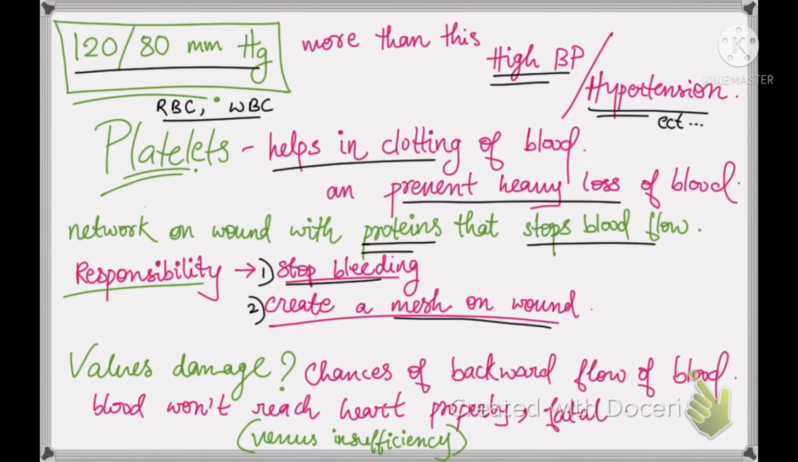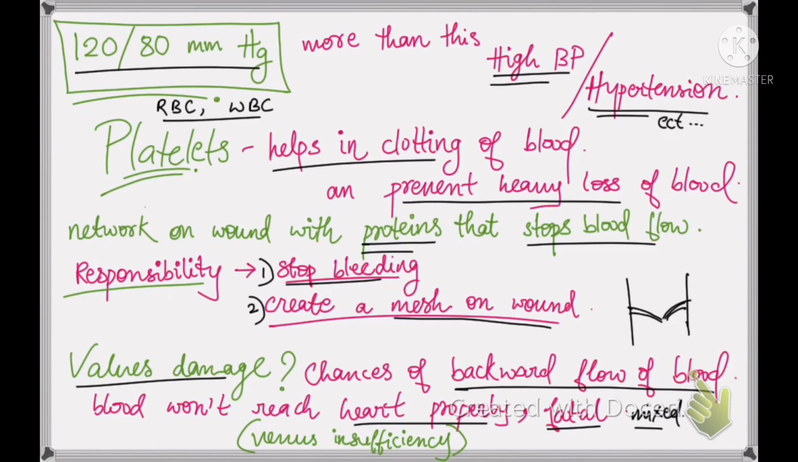And here we'll have one more question to answer. What will happen if the valves are damaged? Valves are present in the heart and in between the veins to prevent the backward flow of water, I mean blood. So what will happen if these valves get damaged? There will be more chances of backward flow of blood. The blood will be mixed and the blood won't reach the heart properly, which can also be fatal. And this condition is called venous insufficiency.